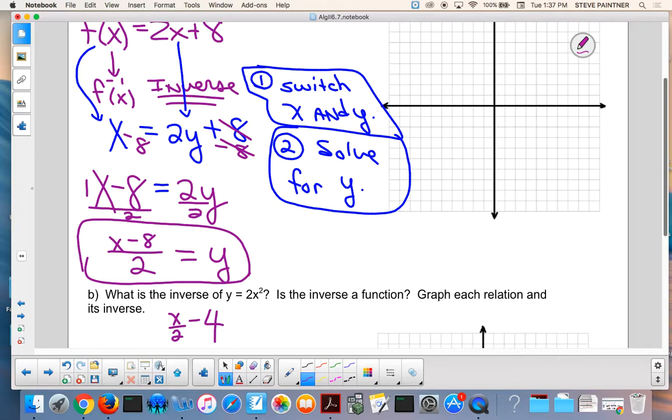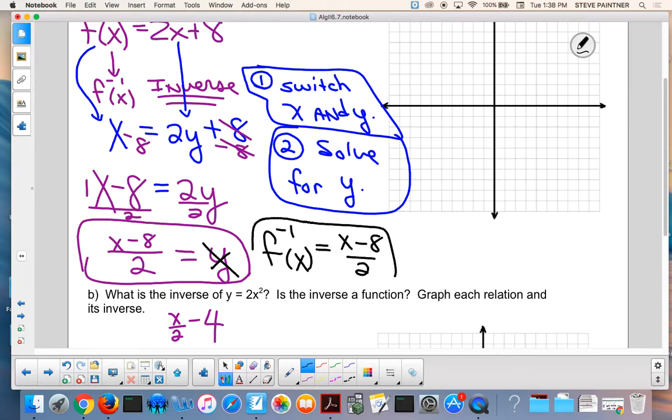The last thing, you're done by the way, the last thing I'd like you to do is put this in function notation. Since this is called the inverse, I'd like you to replace this y with function notation. Since it's the inverse, we're going to write f of x raised to the negative 1 equals this. So when it says find the inverse, I found the inverse. So there's the function, there's the inverse, and now the question is, is this a function? Well, let's just quick graph both of them.